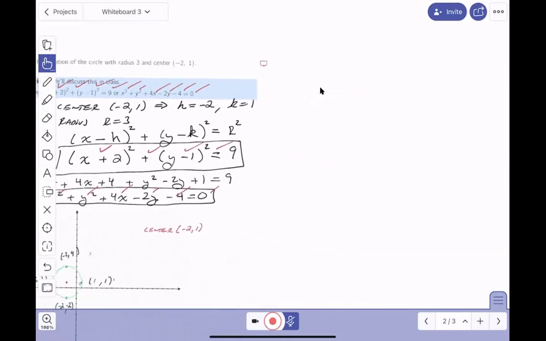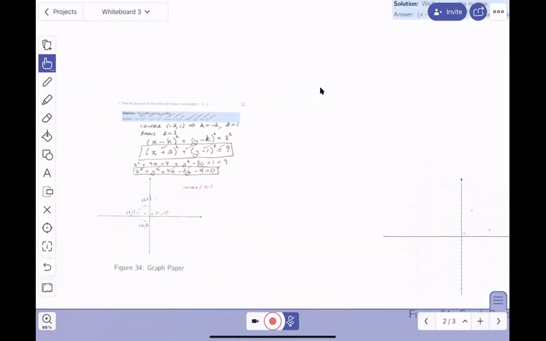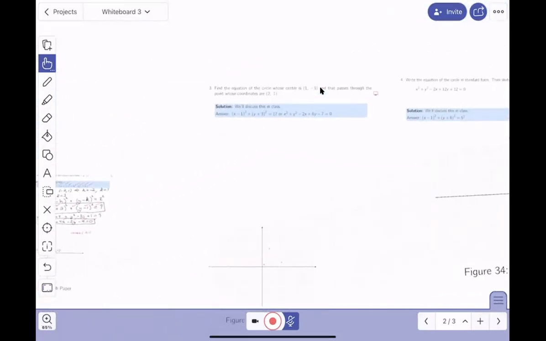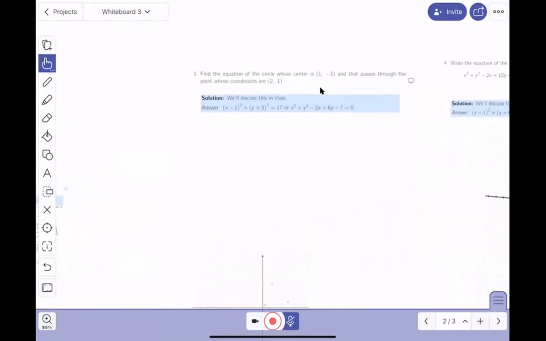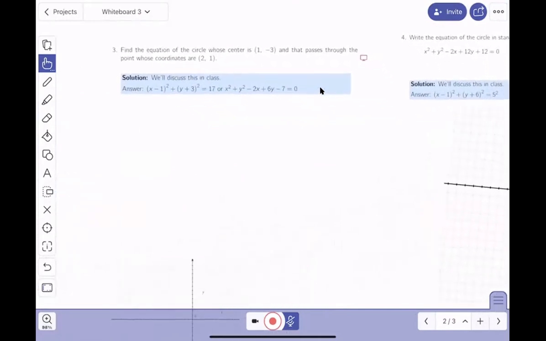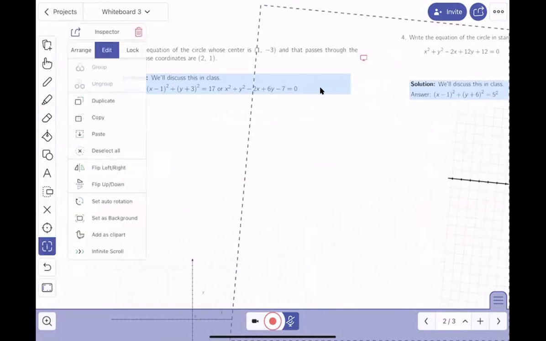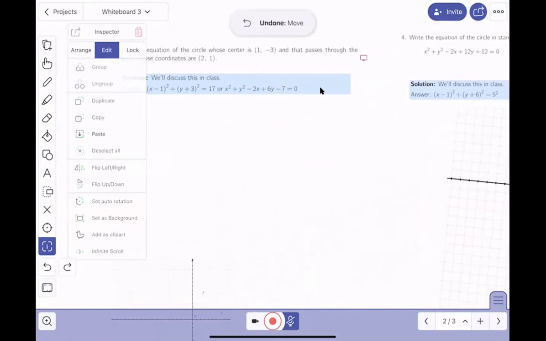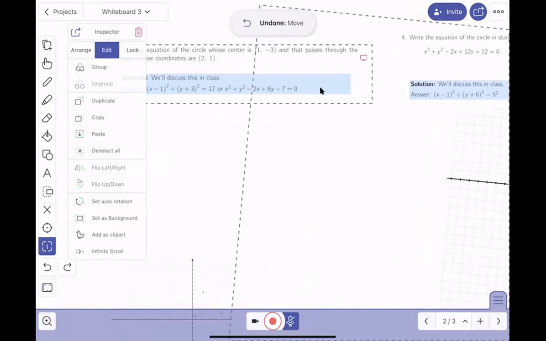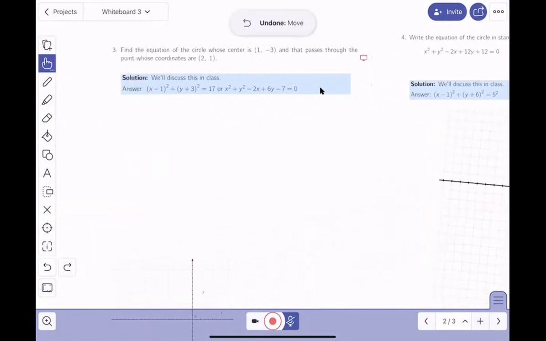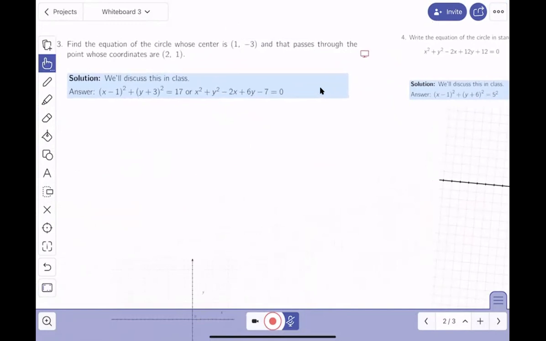That was number 2. I guess we'll go to number 3, right? Let's take a look at number 3. And I'm looking at it. And this one over here says, find the equation of the circle. And whoops, sorry about that. Find the equation of the circle. I did it again. Find the equation of the circle. Let me push this to the side here.